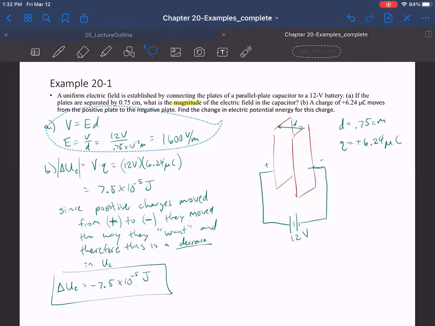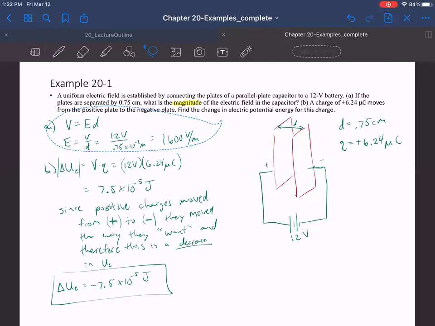The next part says a charge of 6.24 microcoulombs moves from the positive plate to the negative plate. Find the change in electric potential energy for this charge. I just did the magnitude of it here to start with, because I tend to do that and then think it through the other way. So the change in potential energy is just voltage times charge, because remember, voltage is potential energy per charge. The voltage across it is 12 volts, and the charge that moved through that 12 volts is 6.24 microcoulombs. You multiply those together, and you get 7.5 times 10 to the negative 5th joules.